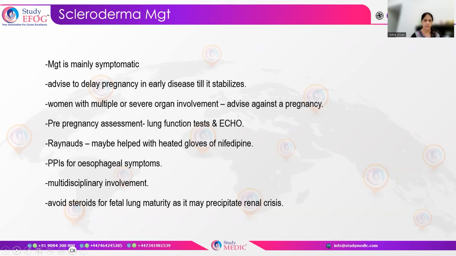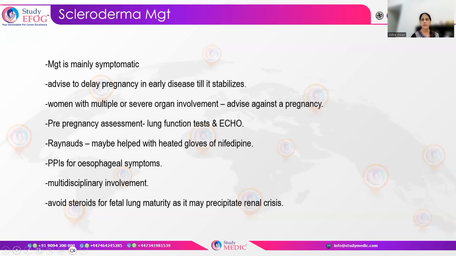So what is the management? Management is mainly symptomatic. If the woman presents to you in early disease, advise her to delay pregnancy till the disease stabilizes. For women who have multiple involvement or severe organ involvement, advise them against a pregnancy. In the pre-pregnancy assessment, assess the lung function tests and also cardiac status by doing an echo.